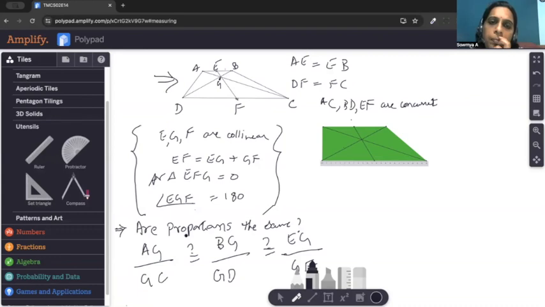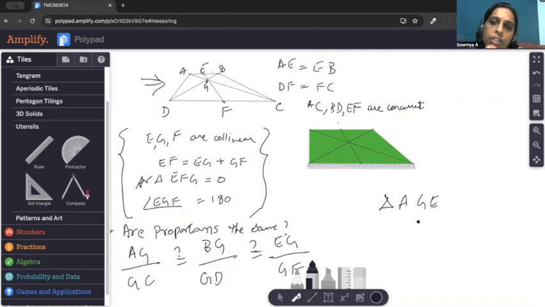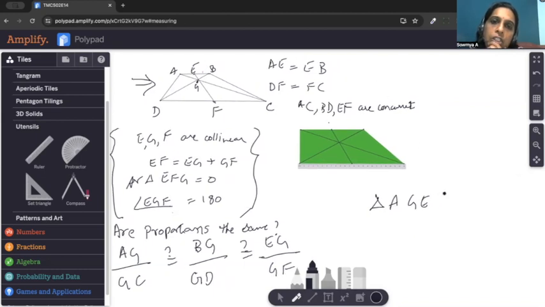Another thought process is with respect to the similarity of the triangles that they make. I think it has not been discussed. Is triangle AGE similar to triangle CGF? AGE, is it similar to CGF?